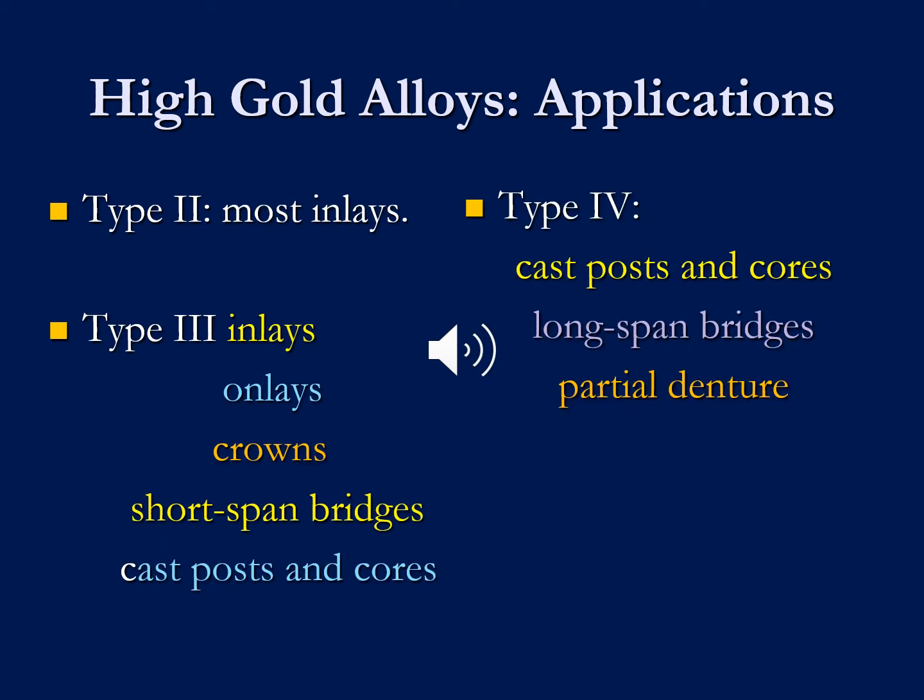High gold alloys applications. We have type 2, type 3, and type 4. Type 2 is mostly inlays. Type 3 is inlays, onlays, crowns, short span bridges, cast posts, and cores. And type 4, cast posts and cores, long span bridges, and partial denture.